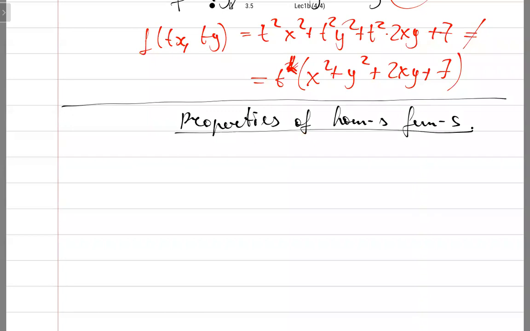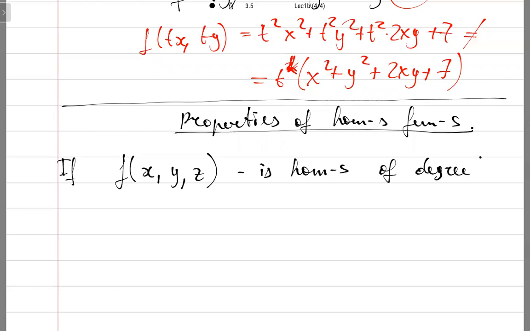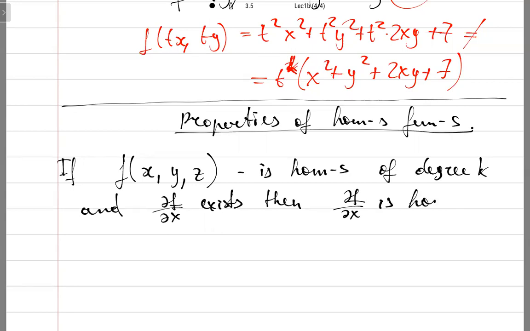The first property is linked with a derivative. If function f of x, y, z is homogeneous of degree k and df with respect to dx exists, then df dx is homogeneous of degree, who can guess, what will be the degree of homogeneity of the derivative? k minus one. Yeah, k minus one.